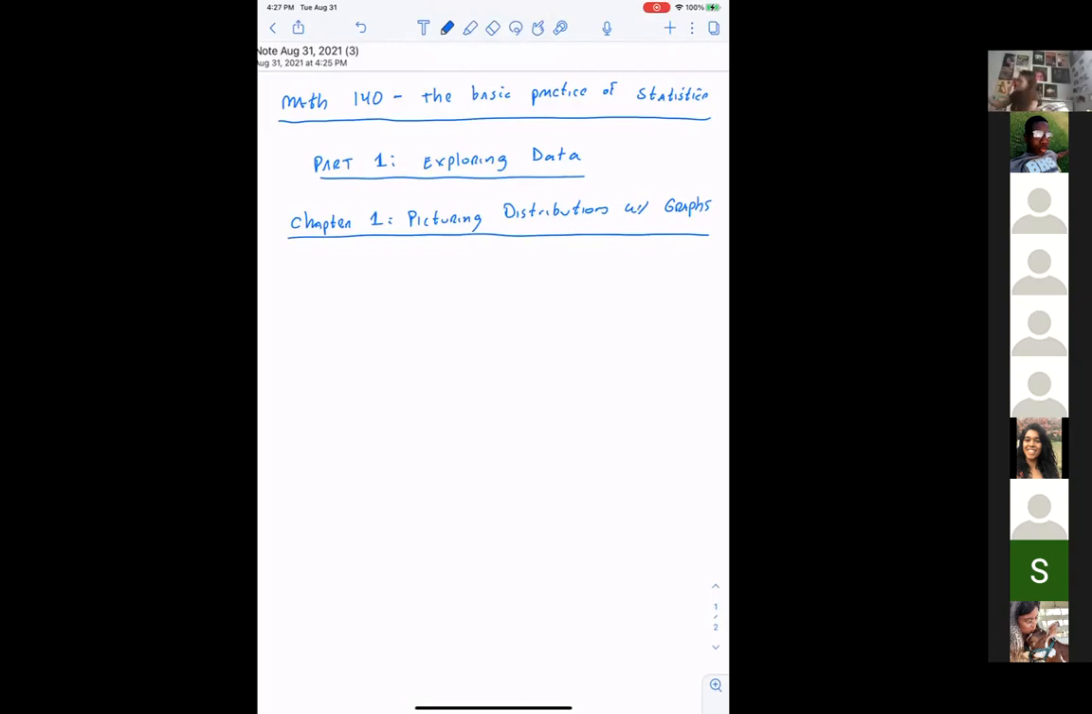Can someone tell me what statistics is used for? Analyzing data. That's certainly part of it. Could anyone give me more that might be involved with the basic practice of statistics besides analyzing data? Which, by the way, is a huge part of it. Collecting data. That's correct. Analyzing data, collecting data. So probability, it's a good answer. Probability is certainly used in statistics.